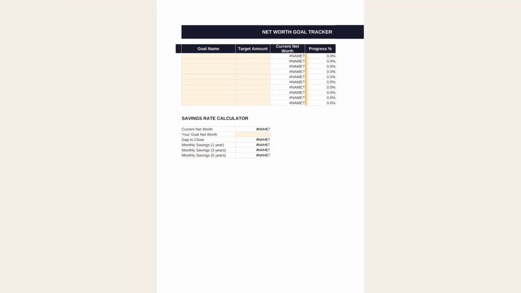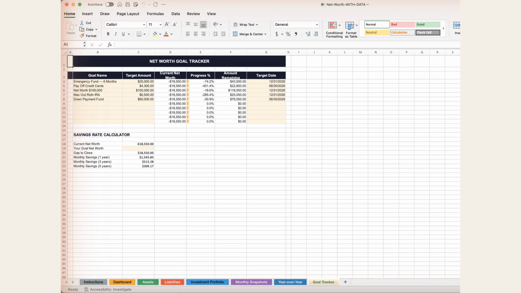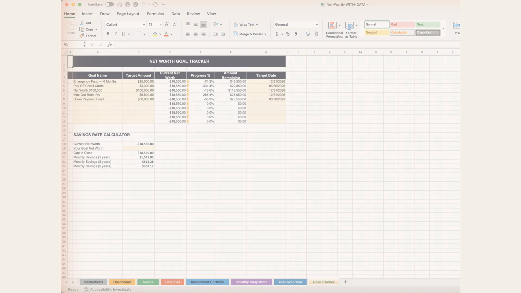And finally, the goal tracker. Set specific financial targets and track your progress. Emergency fund of $15,000 by December. Pay off the credit card by March. Hit a net worth of $100,000 by next year. For each goal, you enter the target amount, current amount, and deadline, and the template shows your percentage complete.